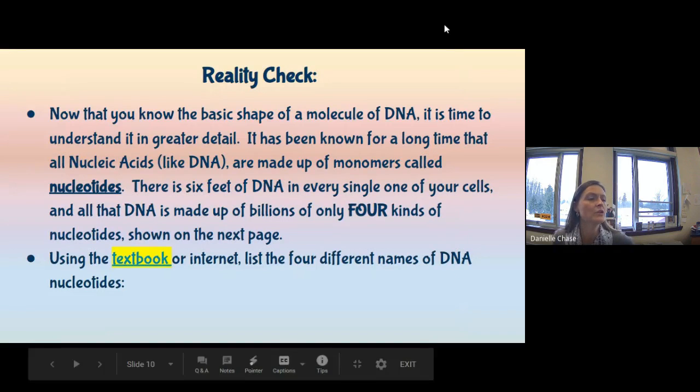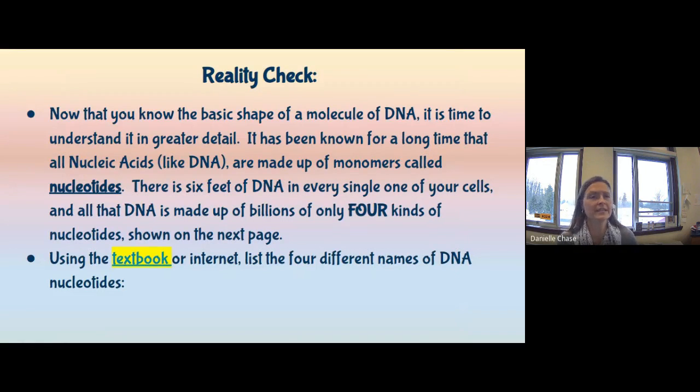All right, so now that you know the basic shape of the molecule of DNA, it's time to understand it in greater detail. It has been known for a long time that the nucleic acids, like DNA, are made up of monomers called nucleotides. And we learned this earlier, way back in chapter 2. There is 6 feet of DNA in every single one of your cells. And all that DNA is made up of billions of only 4 kinds of nucleotides.